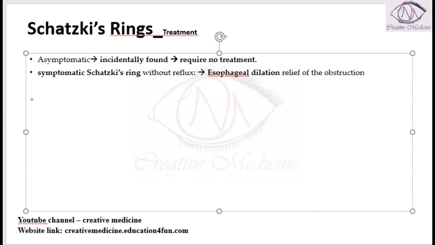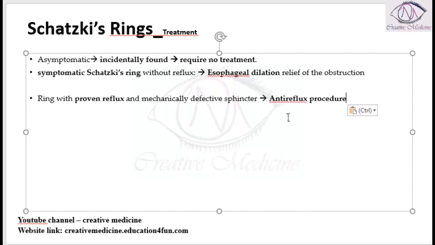If the patient has both reflux and obstruction present, then an anti-reflux procedure is recommended in such cases. And one more important thing is that surgical excision is actually not indicated.